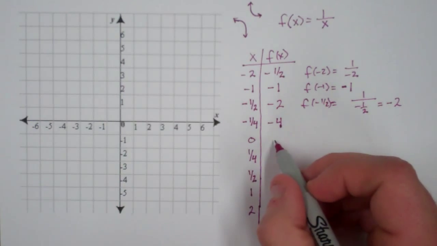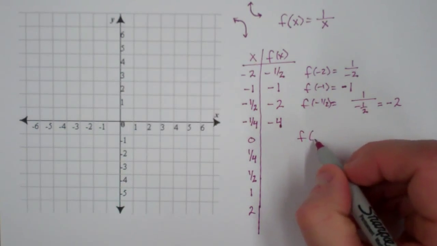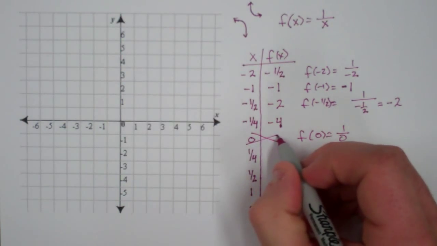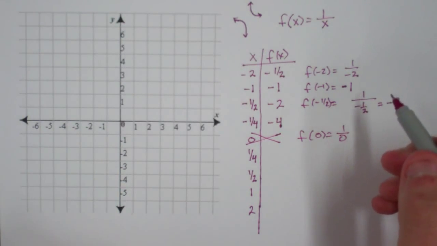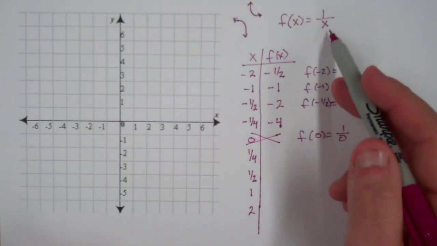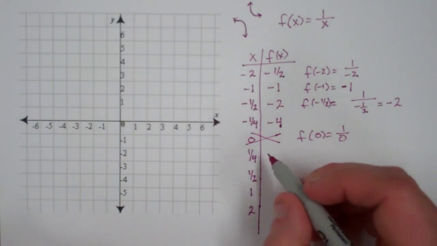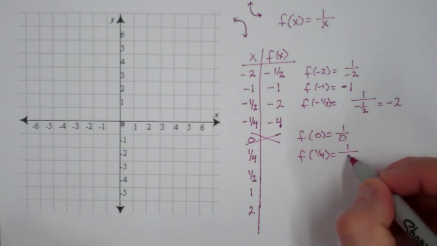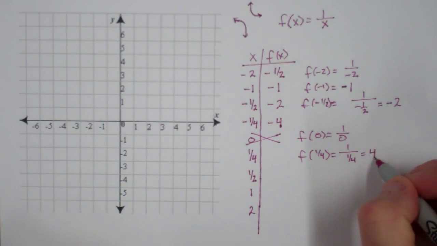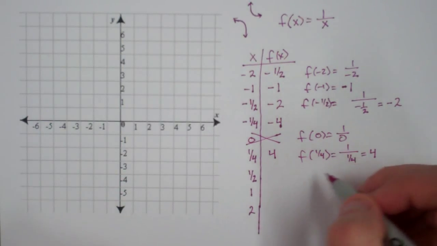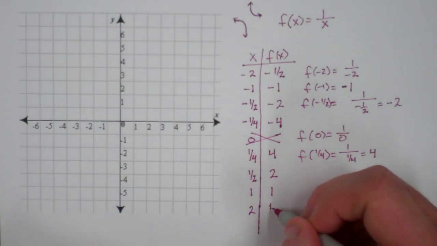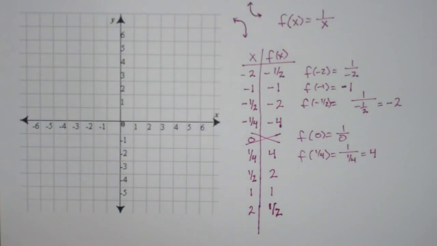And this is a fun one. So f at 0 is 1 over 0, and this is undefined. So that point does not exist. 0 is not possible for the domain here. That causes the function to be undefined. F at 1/4 would be 1 over 1/4, which is 4. This value, 1 over 1/2, would be 2. 1 over 1 is 1, and 1 over 2 is 1/2, if you substitute that in here.